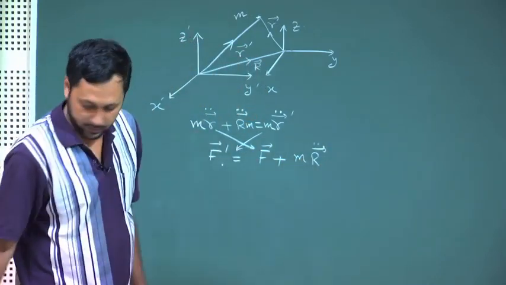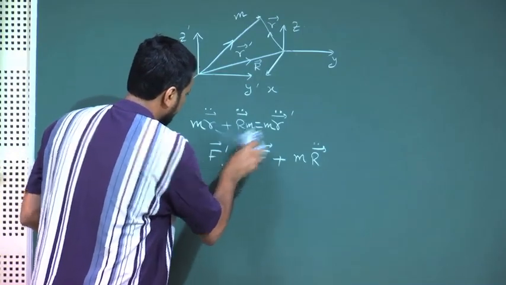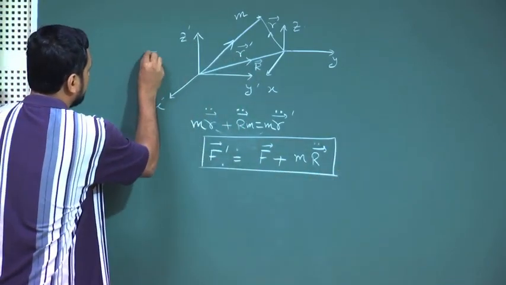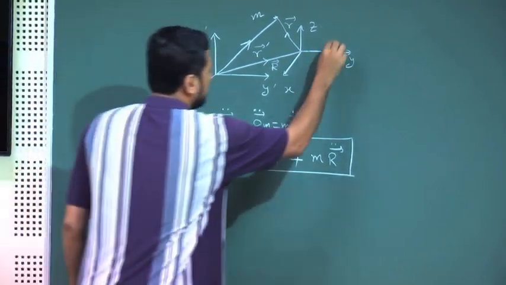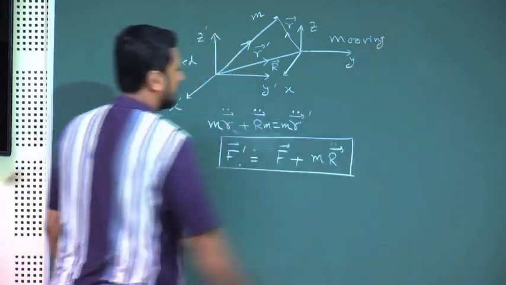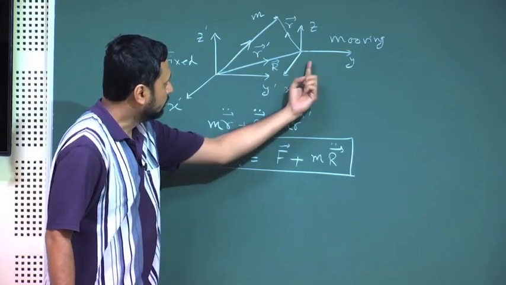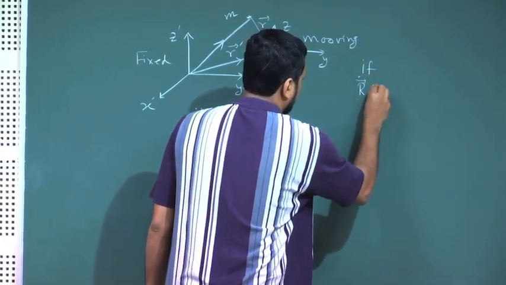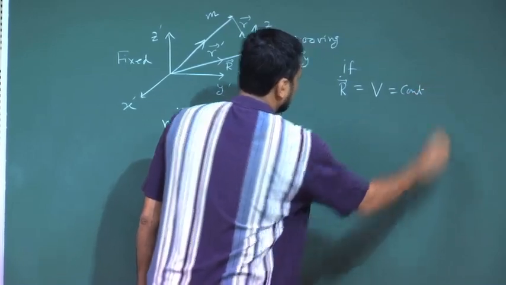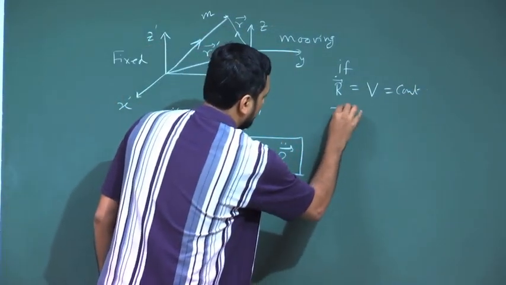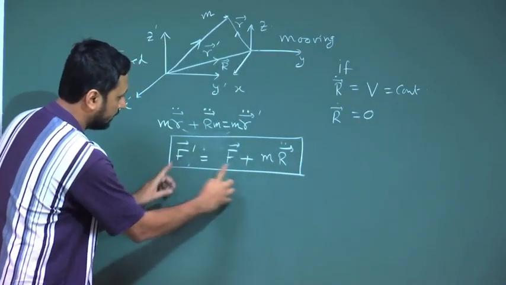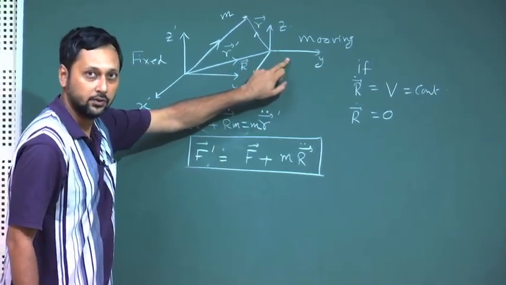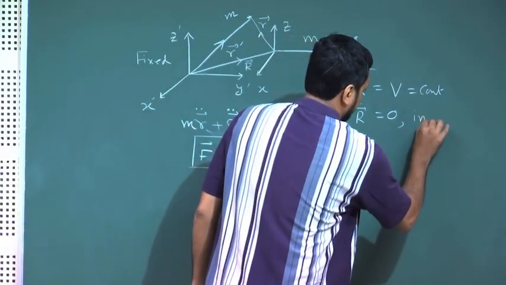So, we see that, now forget about the arrows. Now, let us consider this primed frame to be fixed and this to be moving. And we have discussed that if this is moving with a uniform velocity, that means if R dot is equal to v equal to some constant, then we immediately see R double dot is equal to 0 and these two measured forces are equal. So, that means if this moving frame is moving with a uniform velocity, then it is called an inertial frame.